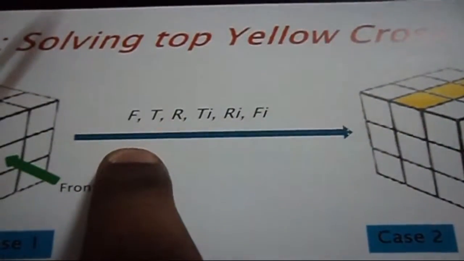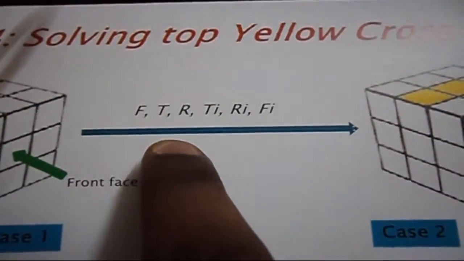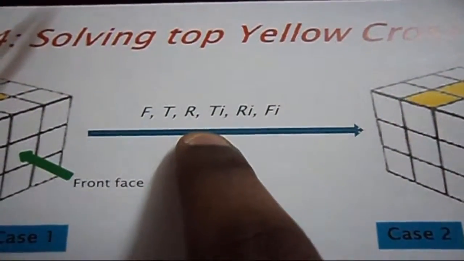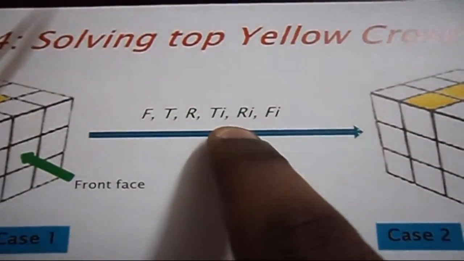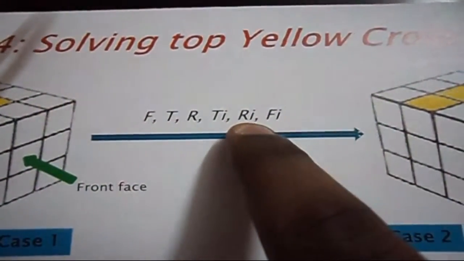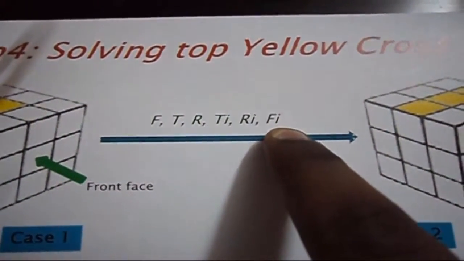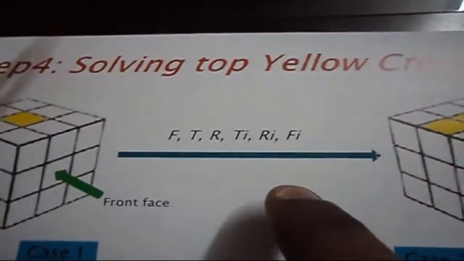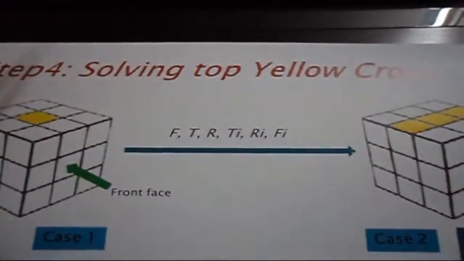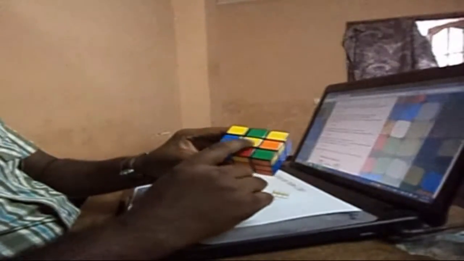F means front face clockwise 90 degrees. T means top face clockwise 90 degrees. R means right face clockwise 90 degrees. Then top face anti-clockwise 90 degrees, right face anti-clockwise 90 degrees, and front face anti-clockwise 90 degrees. This is the algorithm. You can make a note of it, and we'll see how we can solve this step 4 on this cube. Here we have this cube in case 1.